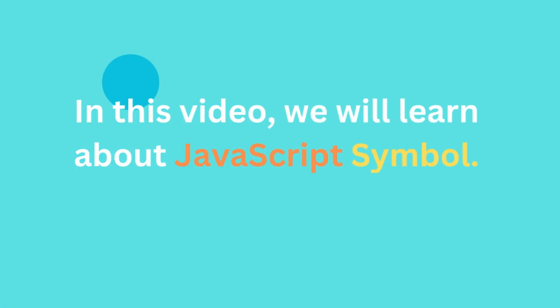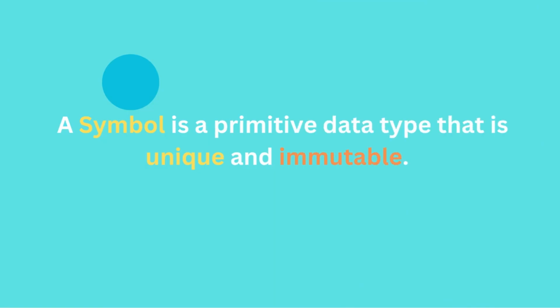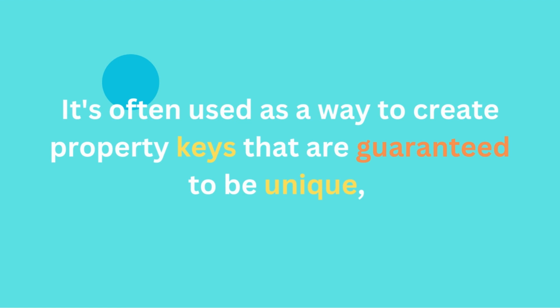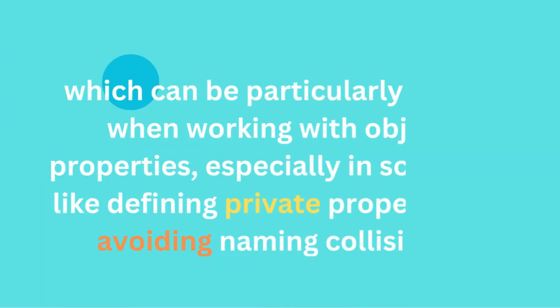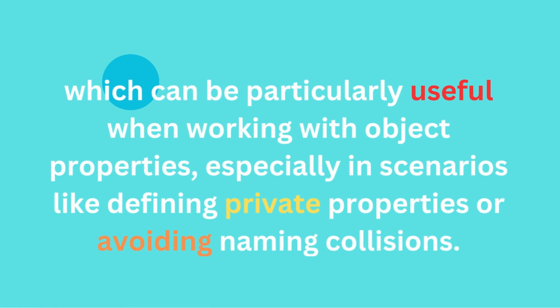In this video, we will learn about JavaScript symbol. A symbol is a primitive data type that is unique and immutable. It's often used as a way to create property keys that are guaranteed to be unique, which can be particularly useful when working with object properties, especially in scenarios like defining private properties or avoiding naming collisions.